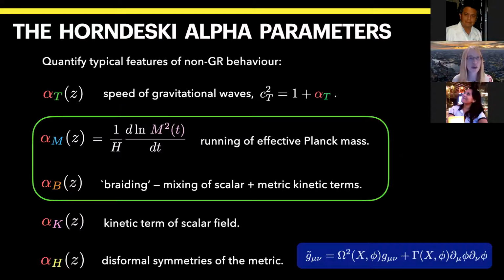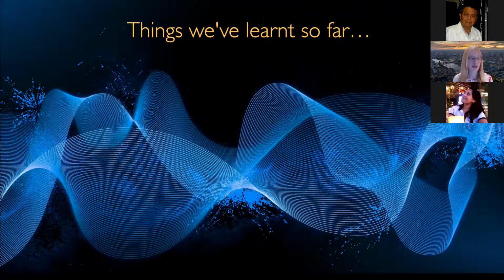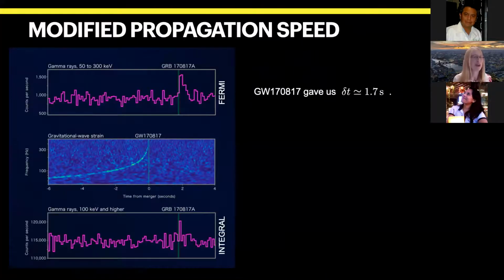Okay, so we're moving on to the things we've learned so far. What has happened in this story? Okay, and it is probably no surprise to anyone that the first thing I'm going to talk about is the binary neutron star merger, GW170817. And this has been mentioned already by both speakers, so we won't dwell on it, but we'll see how the results kind of pan out for Horndeski.